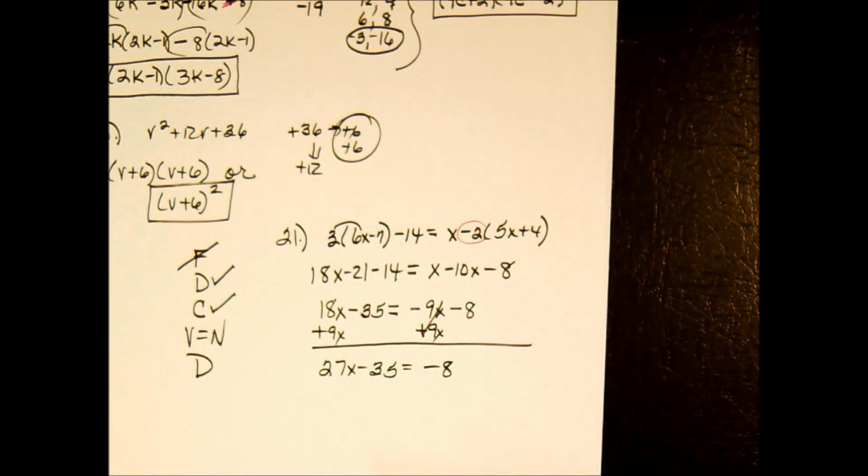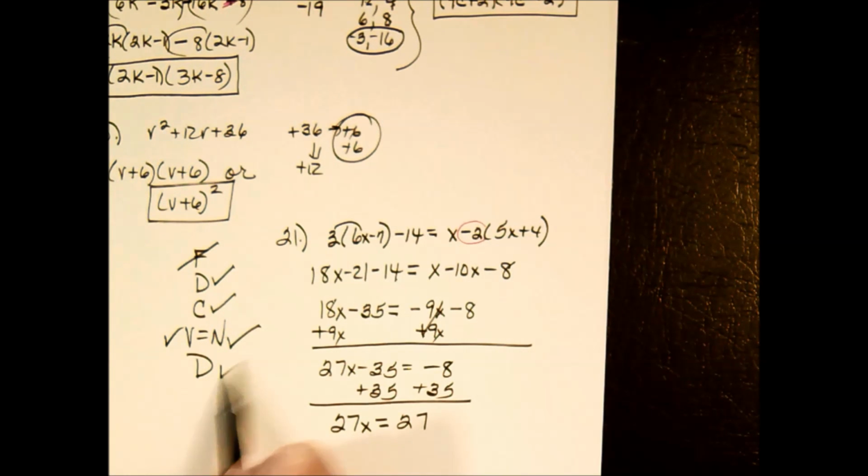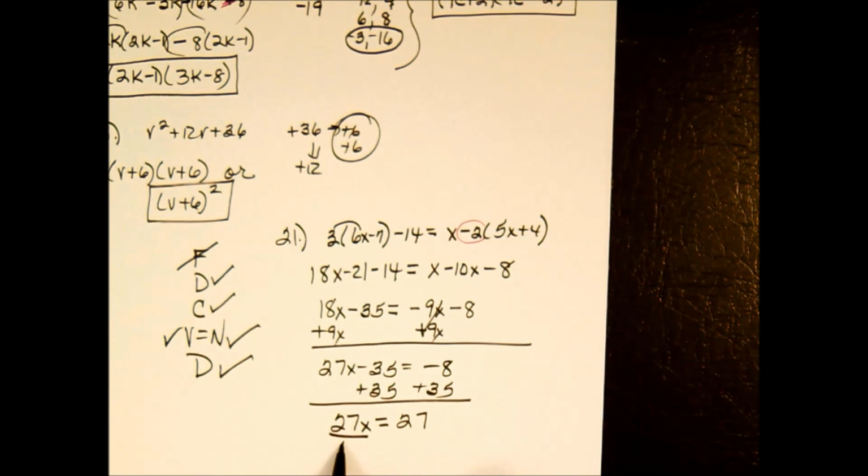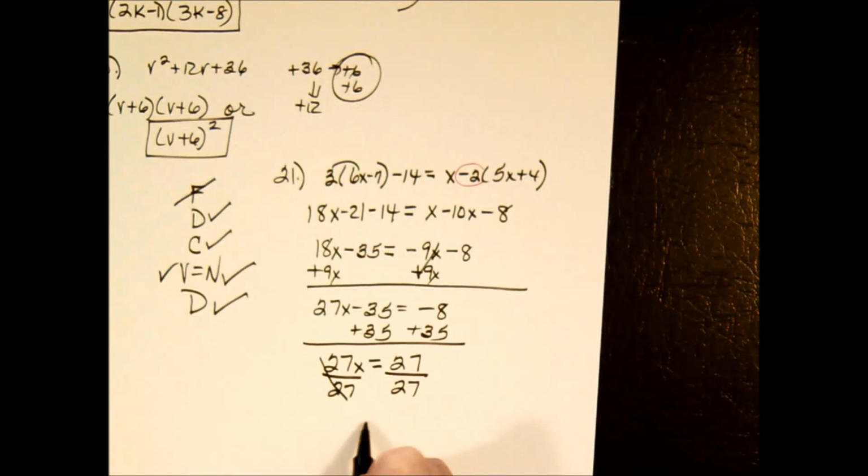And now I've got to get the numbers on the other side. So I'm going to add a 35 to both sides. Since the variables are on the left, numbers have to be on the right. And now, last step is to divide by the coefficient of x. And you end up with x equals 1.